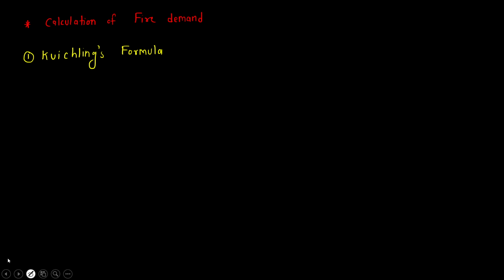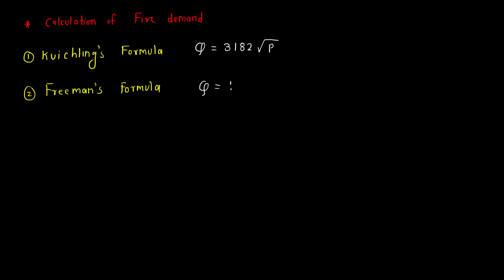We'll write down the formula here. The formula is Q is equal to 3182 root P. Then the next one is Freeman's formula. This formula is Q is equal to 1136 (P divided by 5 plus 10). So here Q is the discharge and P is the population in thousands.